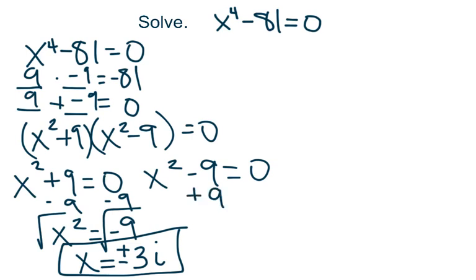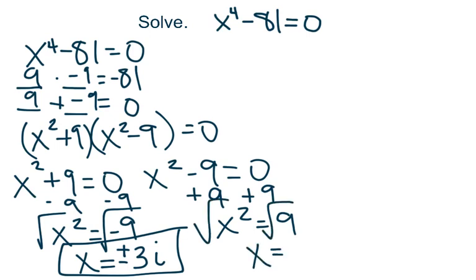Then up here, you got minus 9. x squared equals 9. The way I get rid of a square is to take the square root. x equals, the square root of 9 is 3, and because I have a radical, it's plus or minus 3. So those are actually four different answers: 3i, negative 3i, 3, and negative 3. Okay, you can pause the video if you need more time. I'm going to erase it and show you another way to do it.